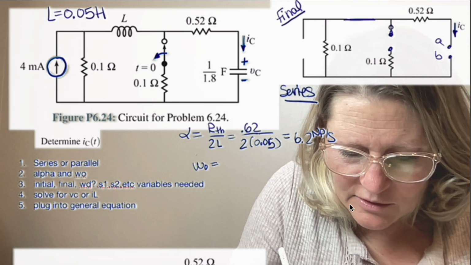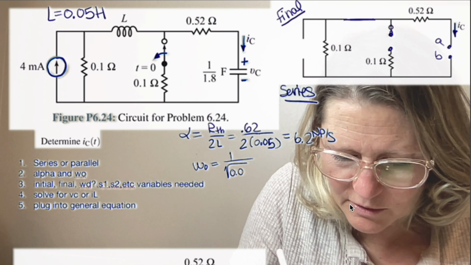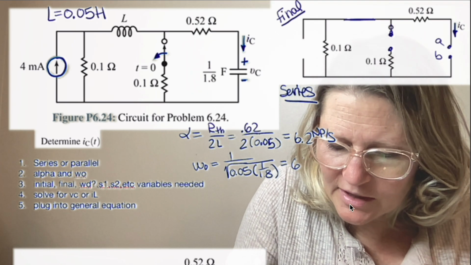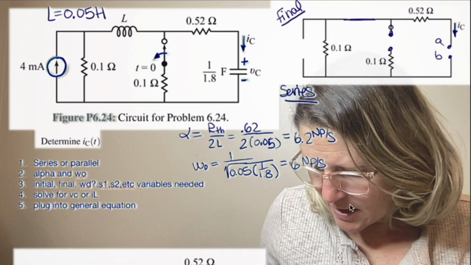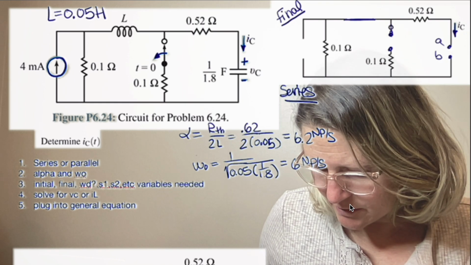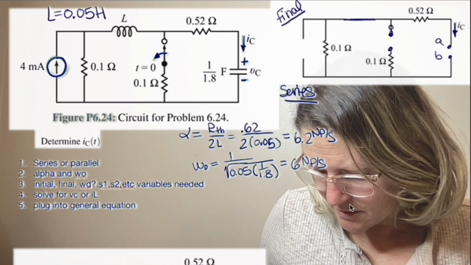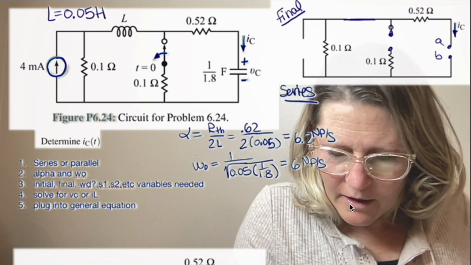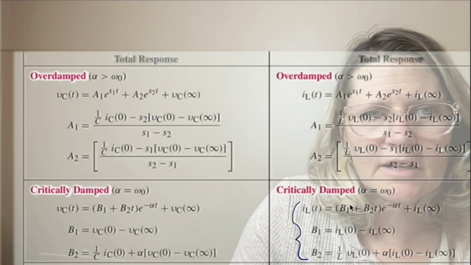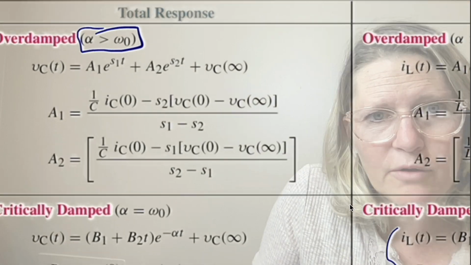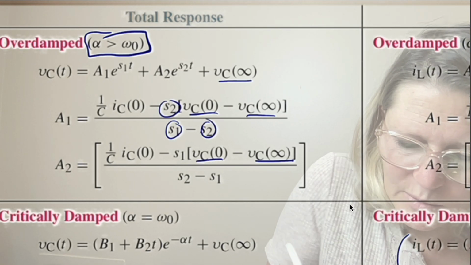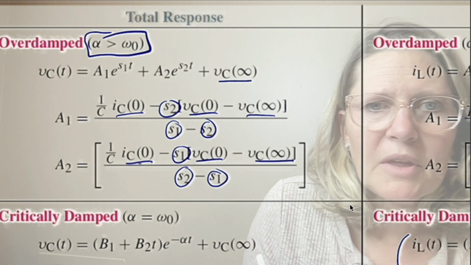And then omega naught is 1 over the square root of L, which was 0.05, times C, which is 1.8. And so that gives a value of 6 nepers per second. And then from here we need to compare, and hopefully you can see that alpha is greater than omega naught. And so we move to the table, which shows that it's in an overdamped situation. And so for overdamped, we need to find the final value for the capacitance, the initial value, the roots S1 and S2, and then IC initial value.